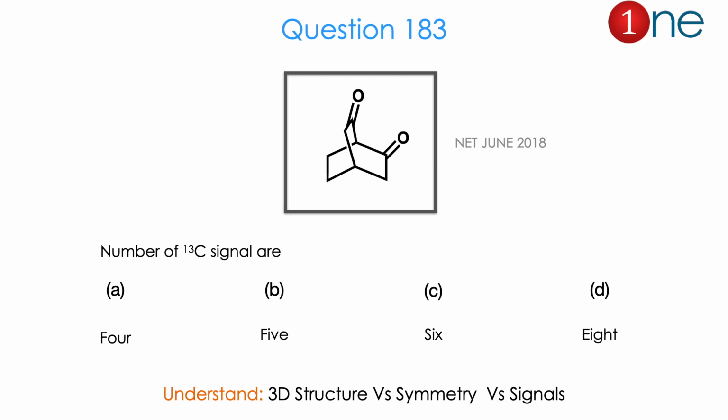So from the structure and the possible 4 values, the C13 NMR question is really about 3D structure, your imagination, and symmetry in the structure and number of signals. Answer is D. Let us see how.